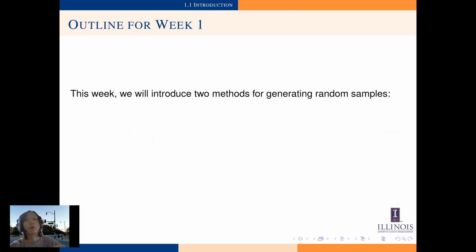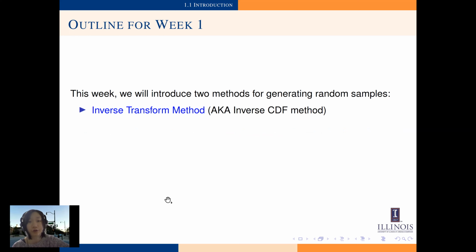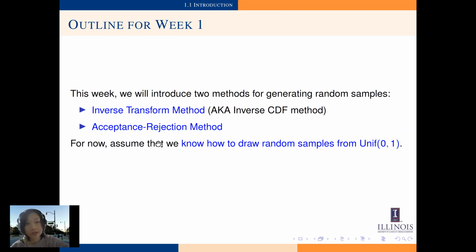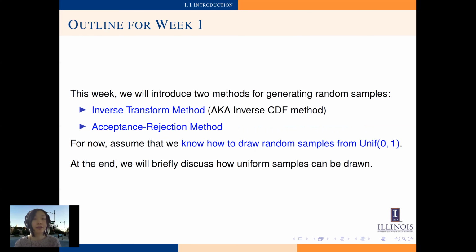In this week, we will introduce 2 methods for generating random samples. The first is called the inverse transform method, which is also known as the inverse CDF method. And the second is called the acceptance-rejection method. For now, let us assume that we know how to draw random samples from the uniform 0-1 distribution. At the very end, we will talk a little bit about how to draw pseudo-random uniform samples.